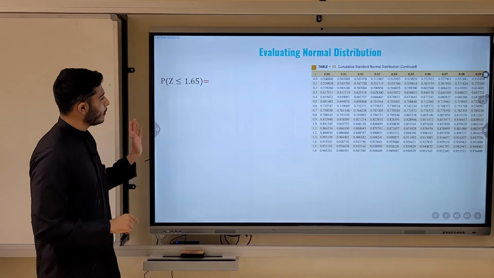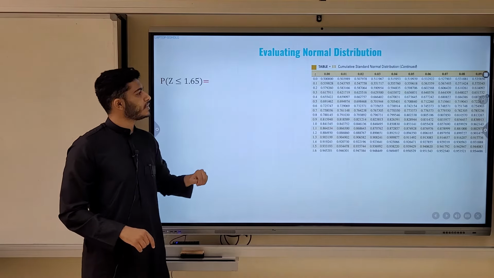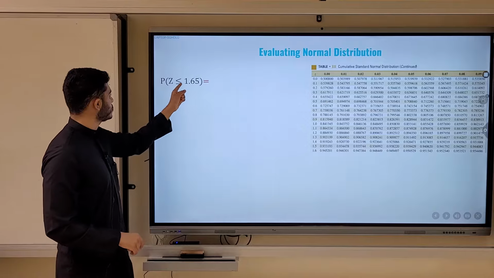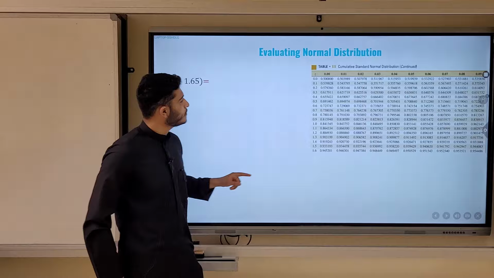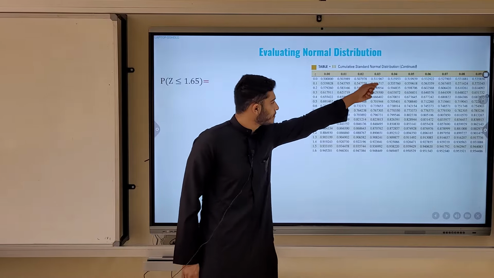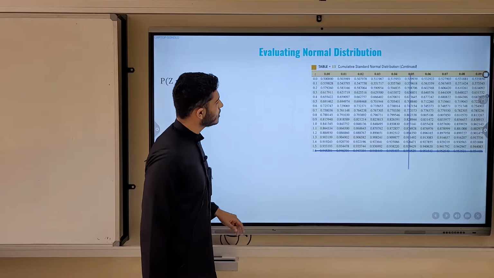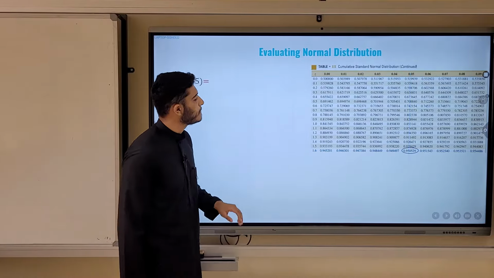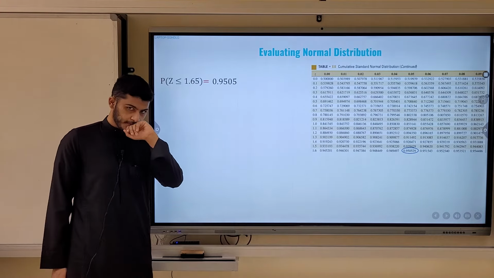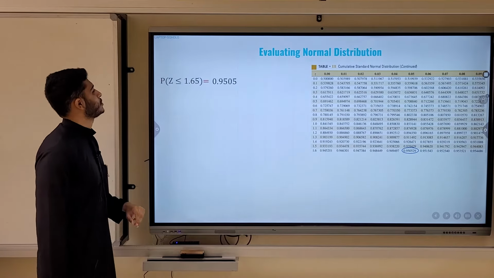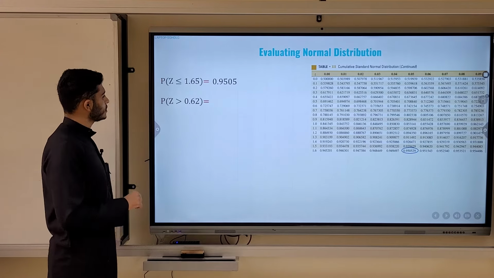So how to solve? Well, as we have said, the first two digits, and the second digit after the decimal, is above. So the first two digits is 1.6, so we find 1.6 here, and the last digit is 5, so we find 0.05. So it's this one. It's going to be this row here and this column here. The intersection of them is going to be the answer that you are looking for, and here is how we can evaluate this expression.